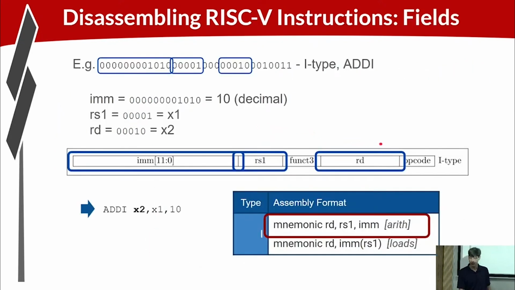So now we need to fill in the other fields, or examine the other fields rather. We know our type, so we know what the fields represent. We know this is RD. That's here. So RD is 2. Destination register, we can fill in X2. RS1, those bits are here, value of 1, so we can fill in an X1. And these are the immediate bits. So our immediate bits up here are a value of 10, and we can fill in 10, decimal 10.